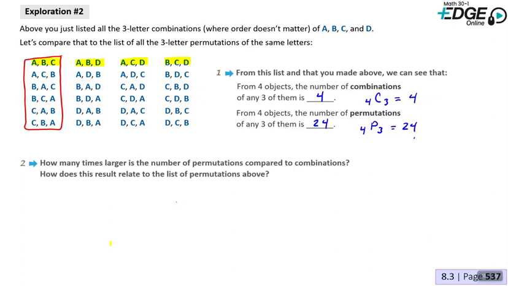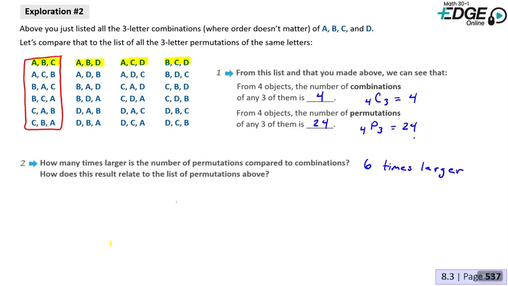Now quickly we'll see how many times larger is the number of permutations compared to combinations. Well, if you divide 24 by 4, you can see that it's 6 times larger. Now where does this 6 come from?